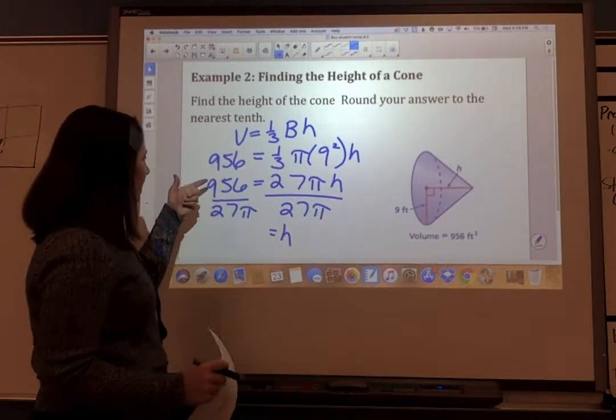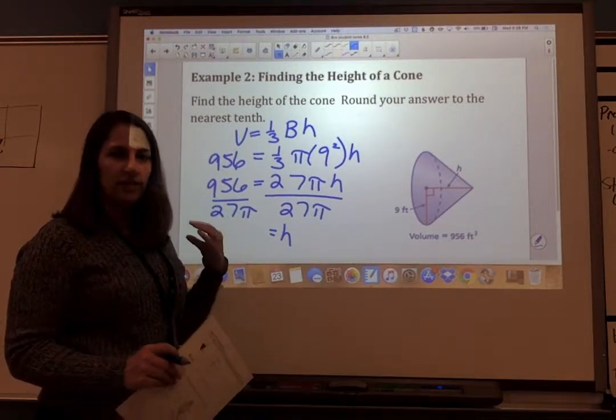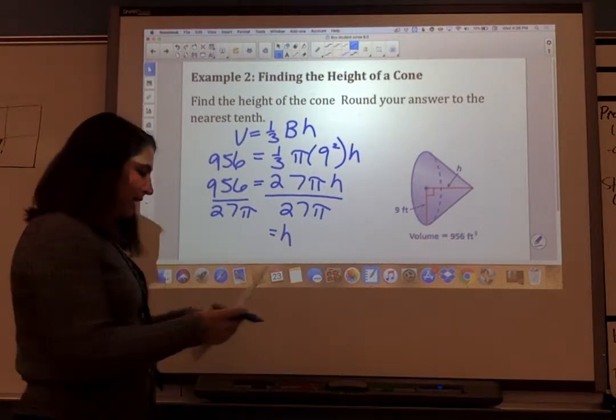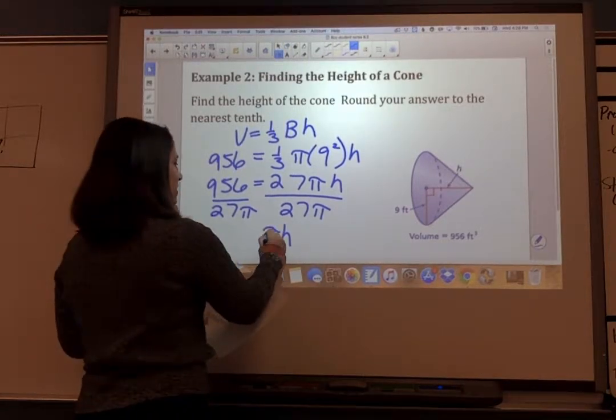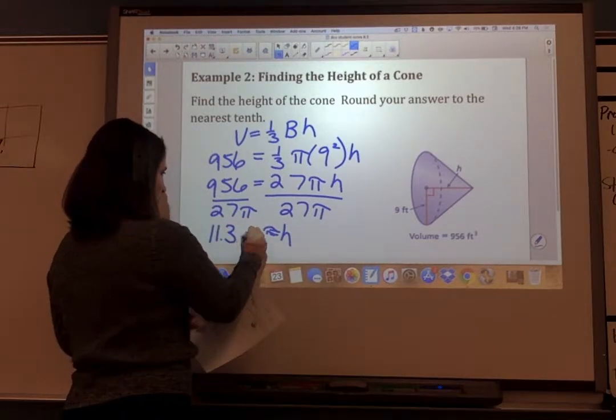Remember, when you're dividing in your calculator, you want to do 956 divided by 27, and if that's a decimal answer, leave it in there. Divide that answer by pi. So here we have the height is approximately equal to 11.3 feet.